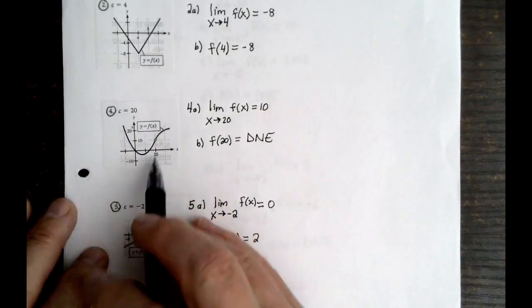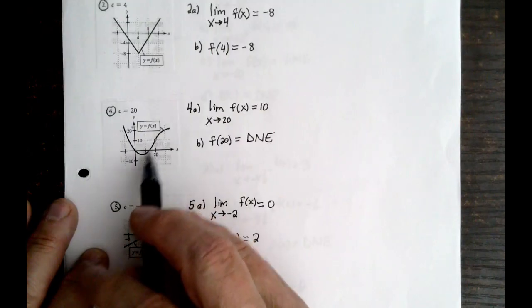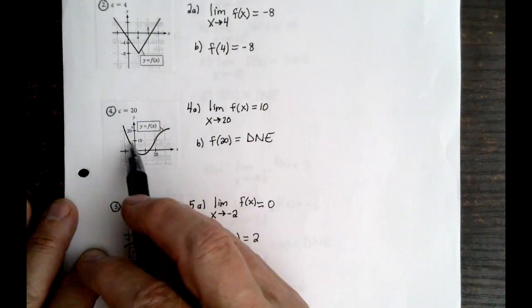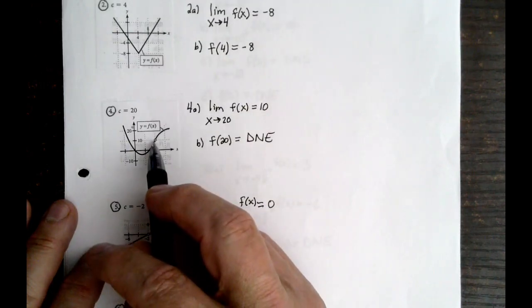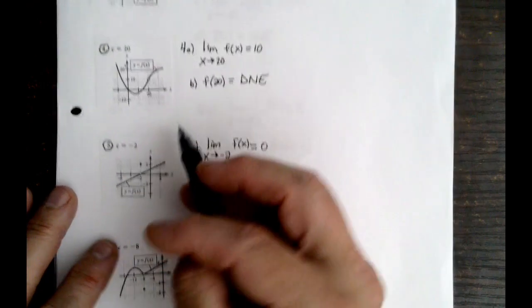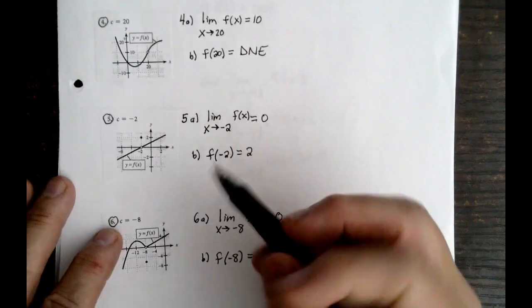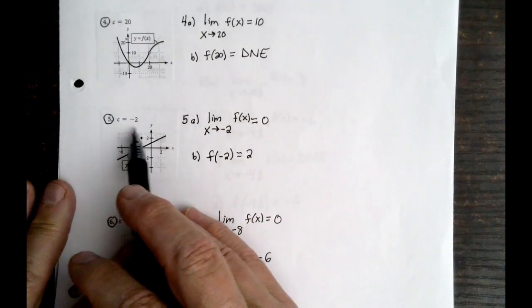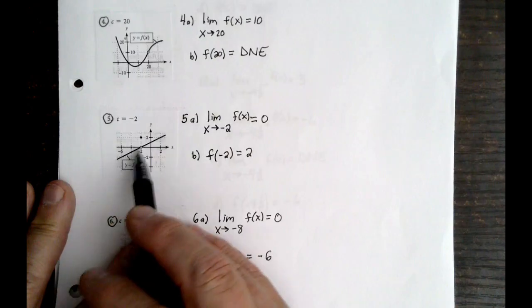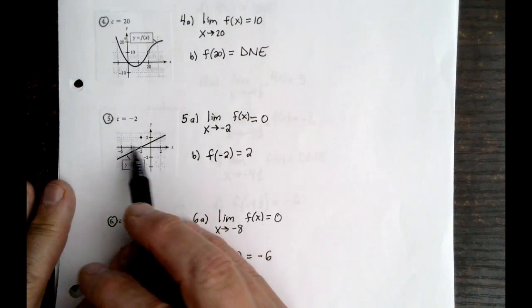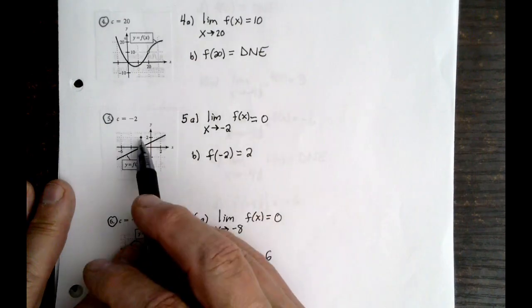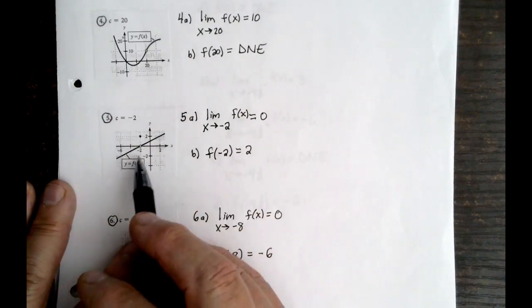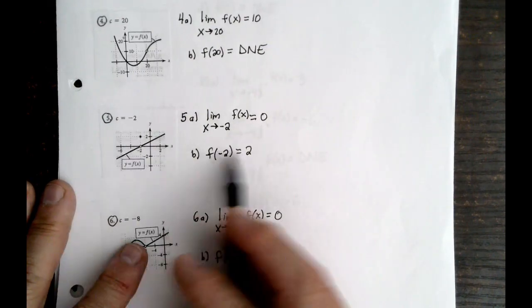Okay, number 4, c equals 20, so you're approaching 20 from the left and the right, and you're going to get a y value of 10. But notice f of 20 has a hollow circle there, so it does not exist. Number 5, you're approaching minus 2 from the left and the right. You would approach a y value of 0. Okay, so the limit equals 0. And notice f of negative 2 equals positive 2, not 0.